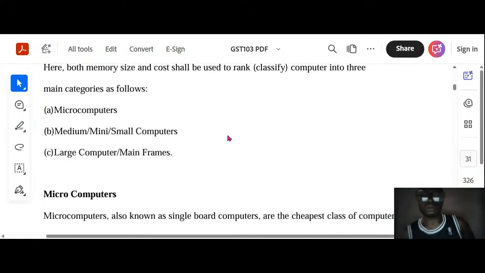Okay, so we have microcomputers, medium, or we call them mini computers. Mostly they call them mini computers. All these, medium and small, are just alternatives, but the most common one they call them is mini computers. And then we have the large computers, which are the mainframes. Okay, you guys are doing well in that one.